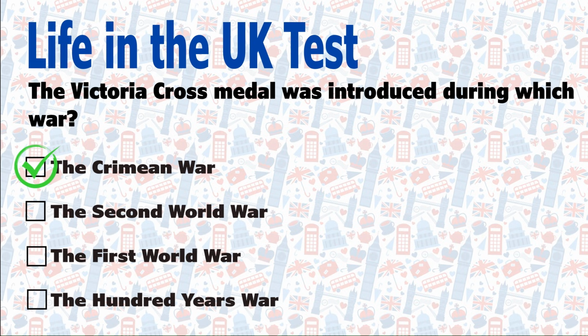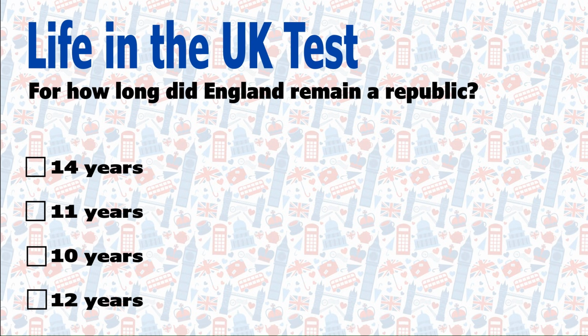The Crimean War. Queen Victoria introduced the Victoria Cross Medal during the Crimean War. It honours acts of valour by soldiers. For how long did England remain a republic? 14 years. 11 years. 10 years. 12 years. Britain had been a republic for 11 years.